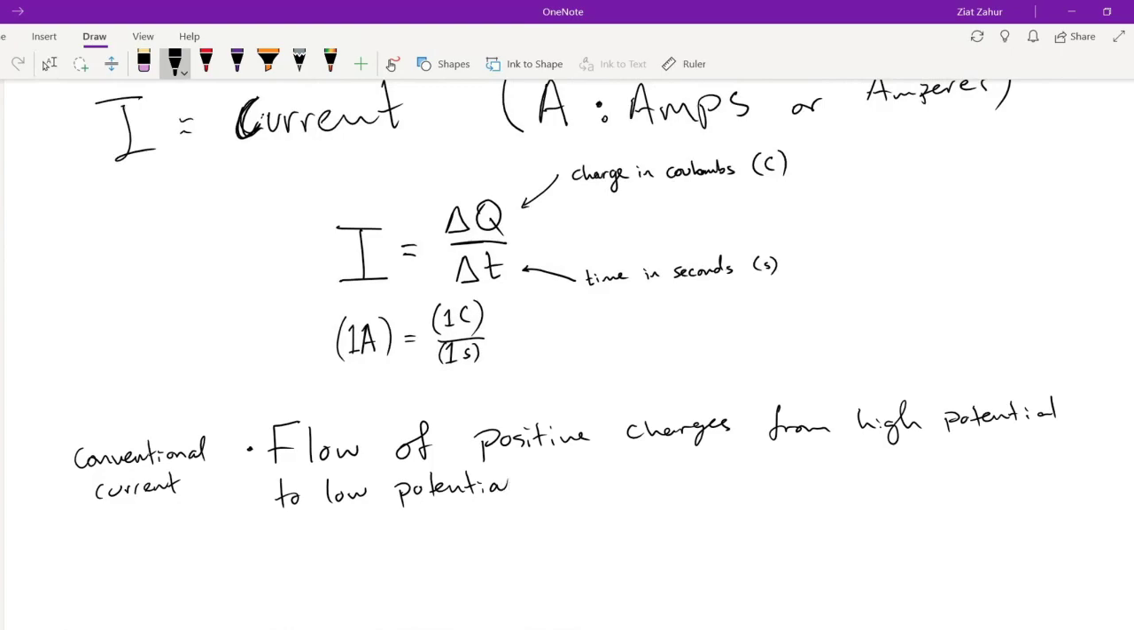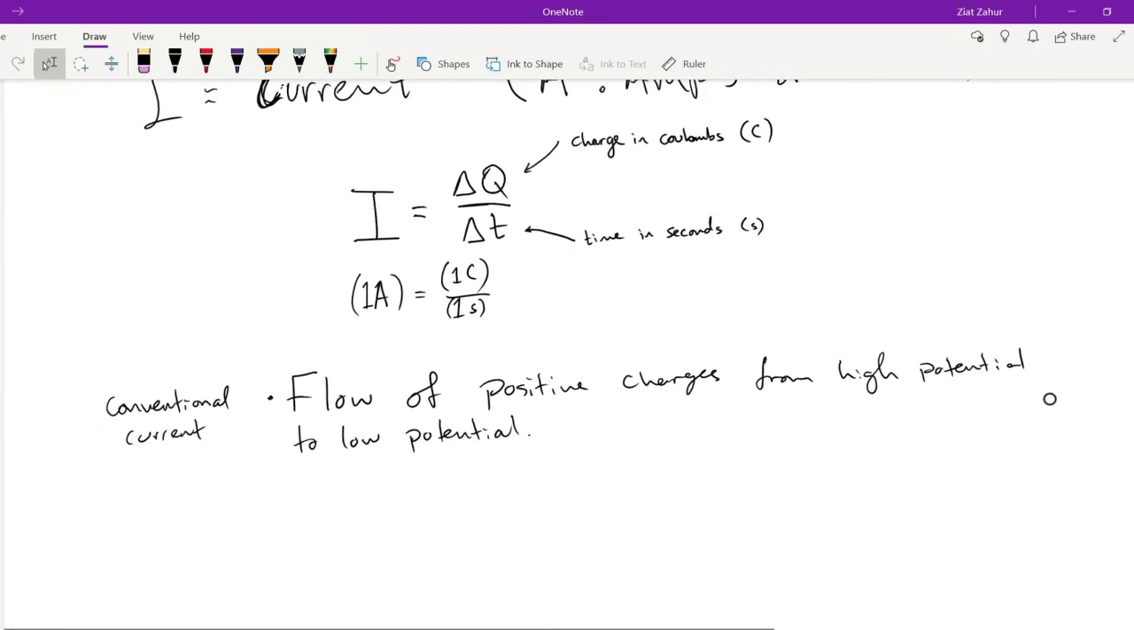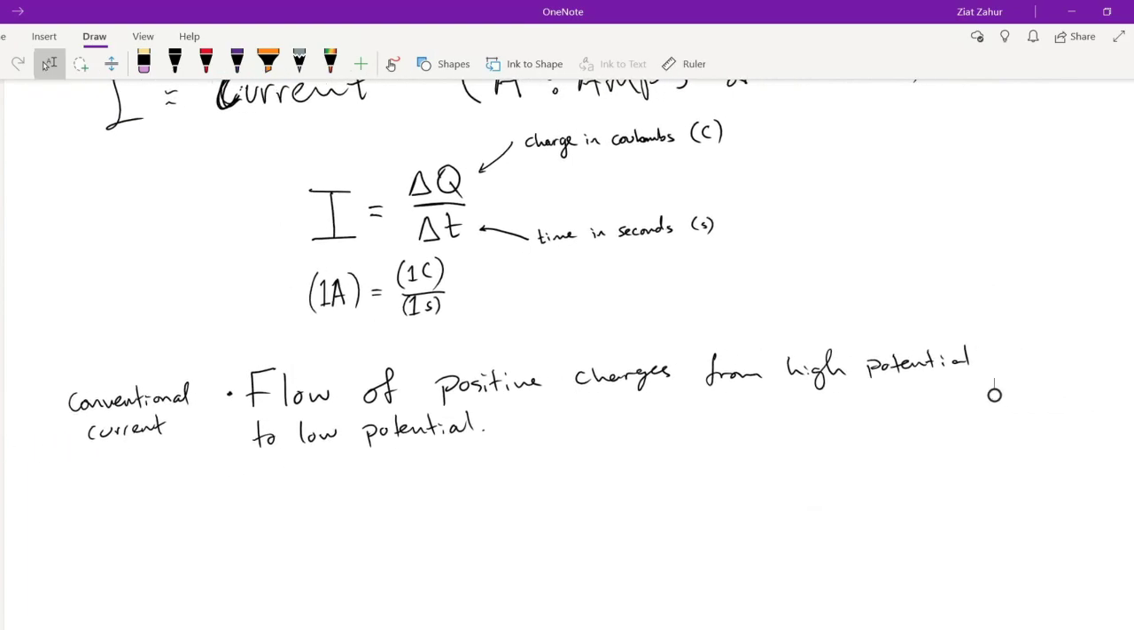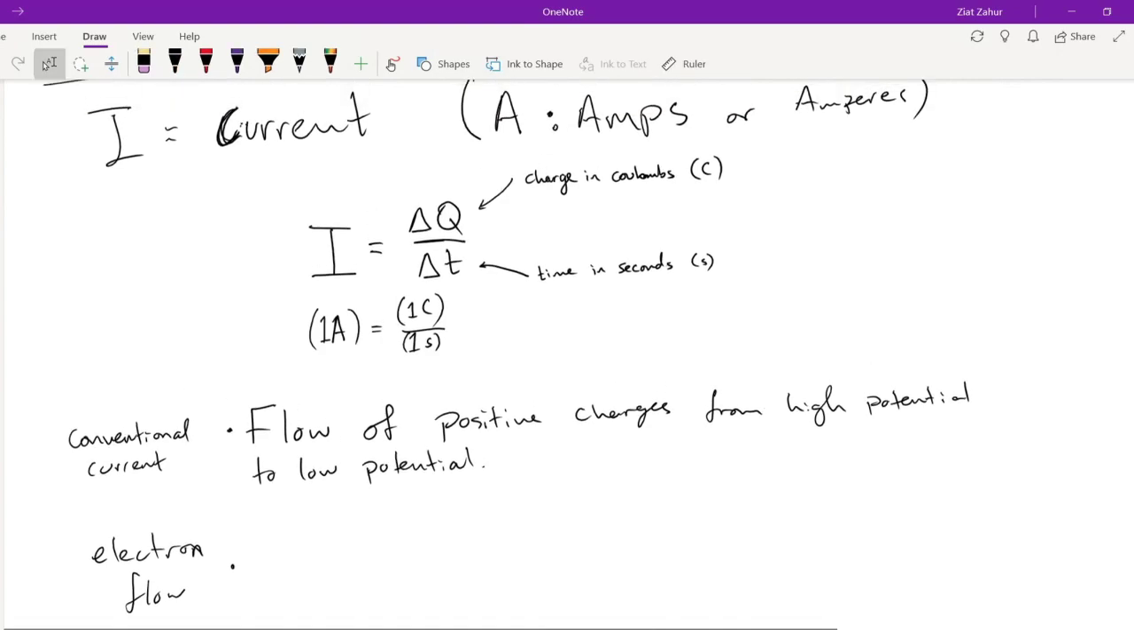Okay, remember potential is V, the volts, so from high volts to low volts. You want to compare that to being high up on the mountain to low onto the ground. So naturally, your positive charges will move from high height to low height. Okay. Whereas electron flow, the actual electrons, move from low potential to high potential, move in reverse.